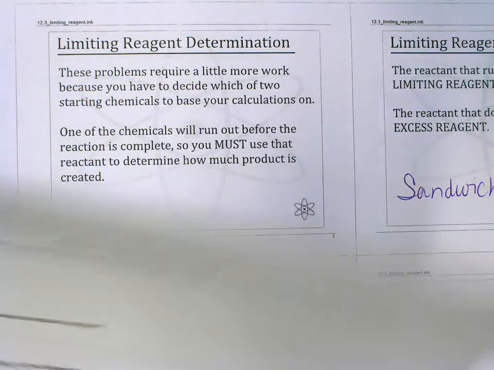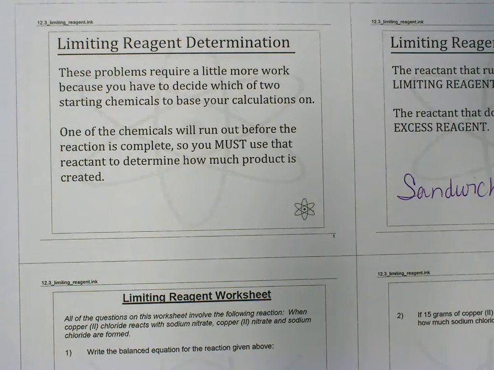All right. So, limiting reagent determination. These problems require a little more work because you have to decide which of the two starting chemicals to base your calculation on. One of the chemicals is going to run out first, so you have to use that to determine how you solve the problem. So the difference is that you're going to have two reactants instead of just one.